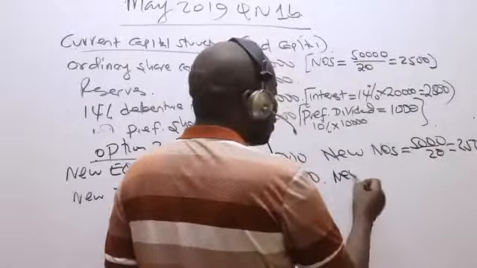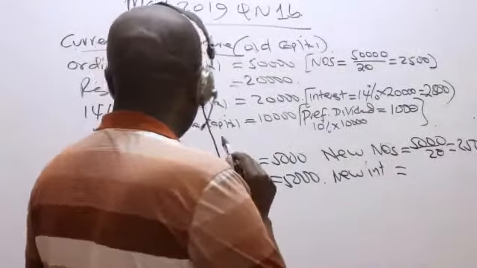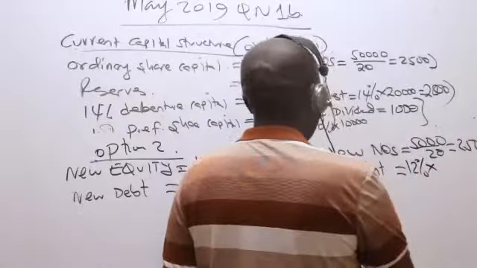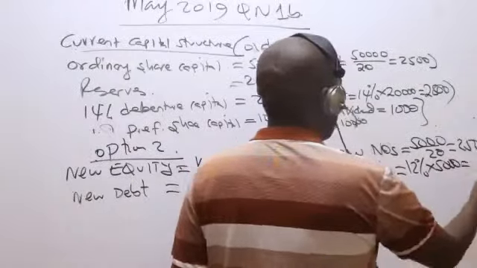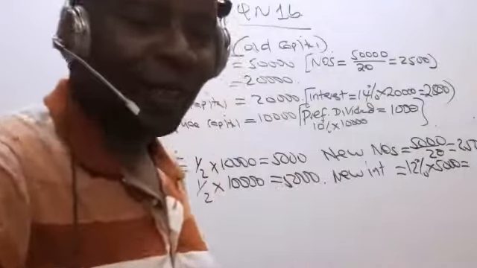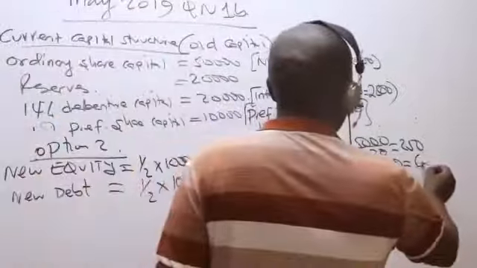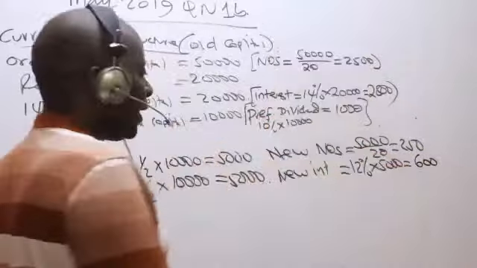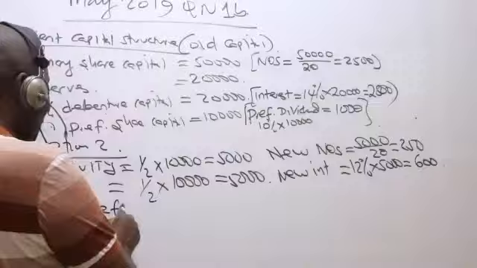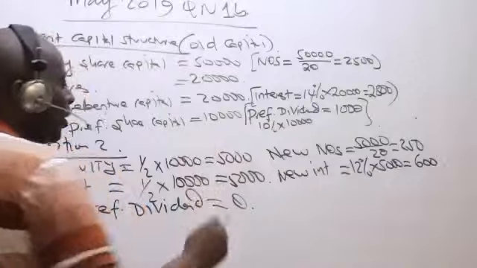How about new interest? Because I can see debentures there. The debenture that we have issued is 12%, so it will be 12% of 5,000. What is 12% of 5,000? I'm being given a figure of 600. Of course, we don't have any preference dividend here, because we don't have any preference share capital in this arrangement, so it is 0.